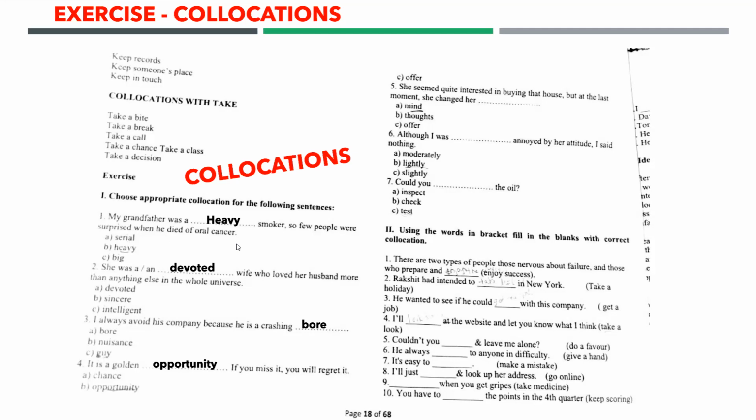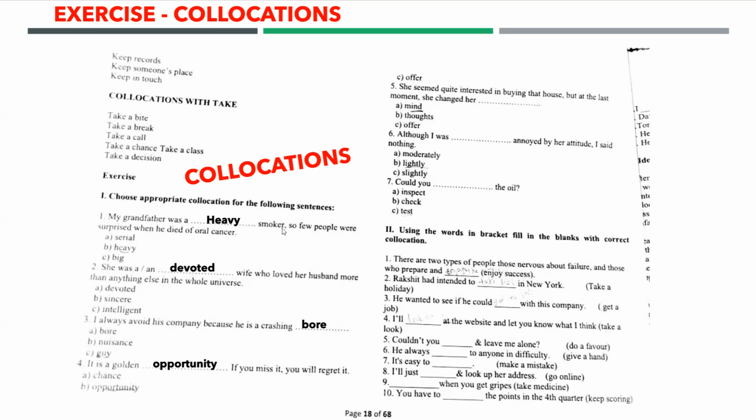The next sentence that we have is: she was a dash wife. We have options here: devoted, sincere, intelligent. Devoted means one who loves her husband so much. So we can write: she was a devoted wife who loved her husband more than anything else in the universe. The next sentence that we have is: I always avoid his company because he is a crashing bore. So this is how we'll have to give the suitable word or collocation to complete the sentence.